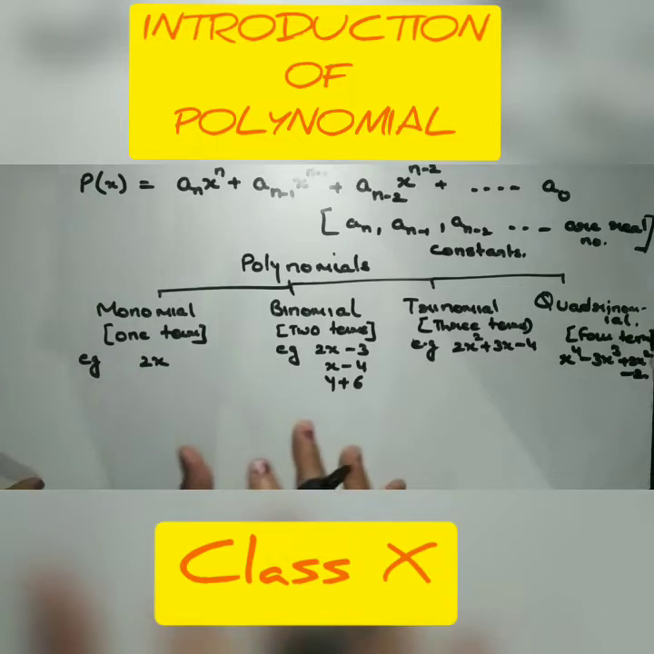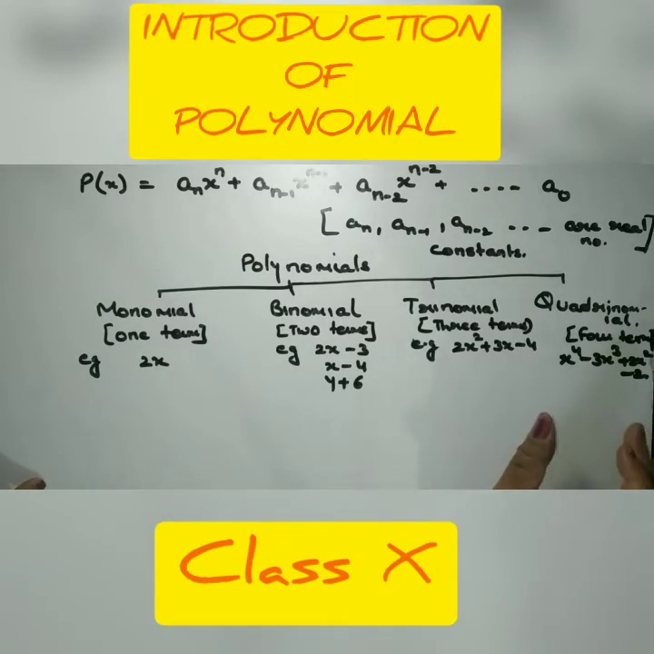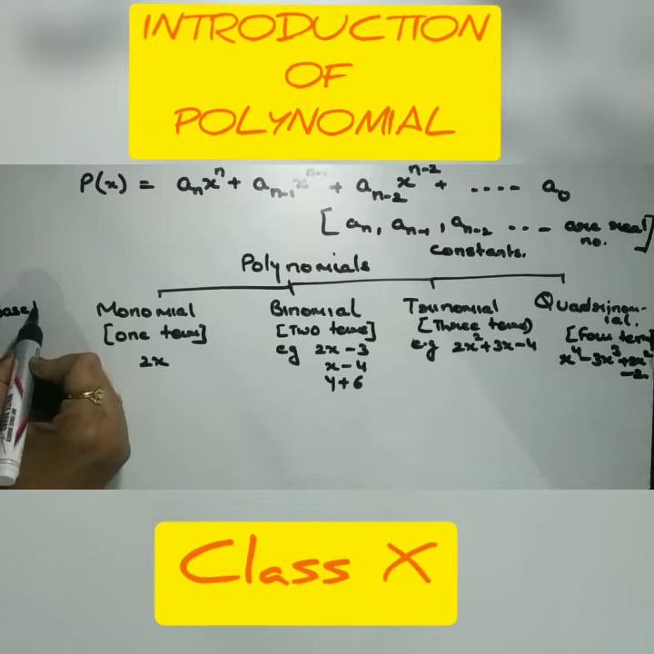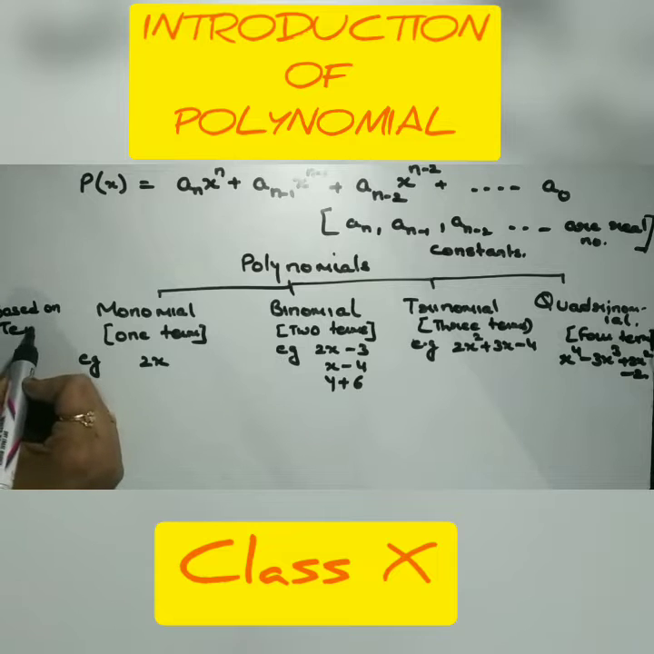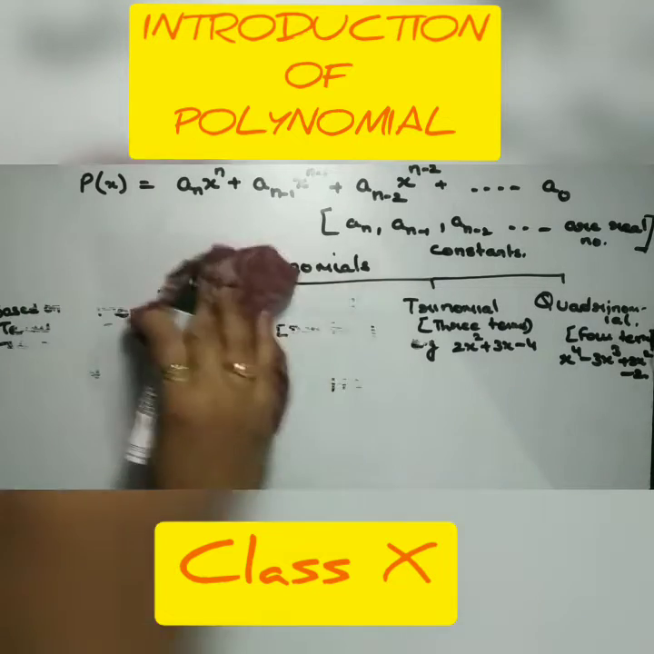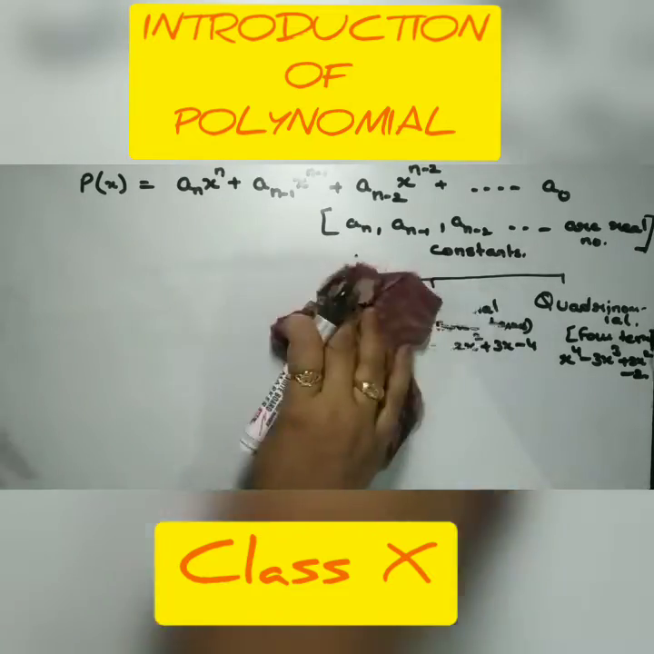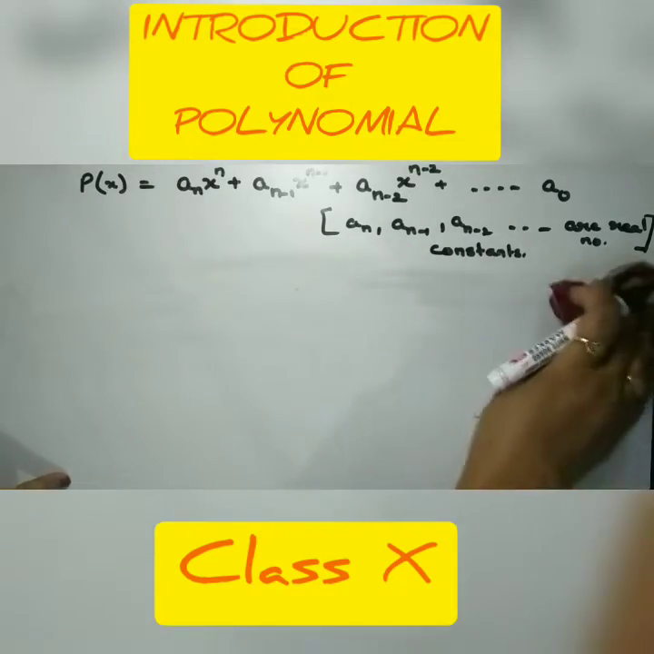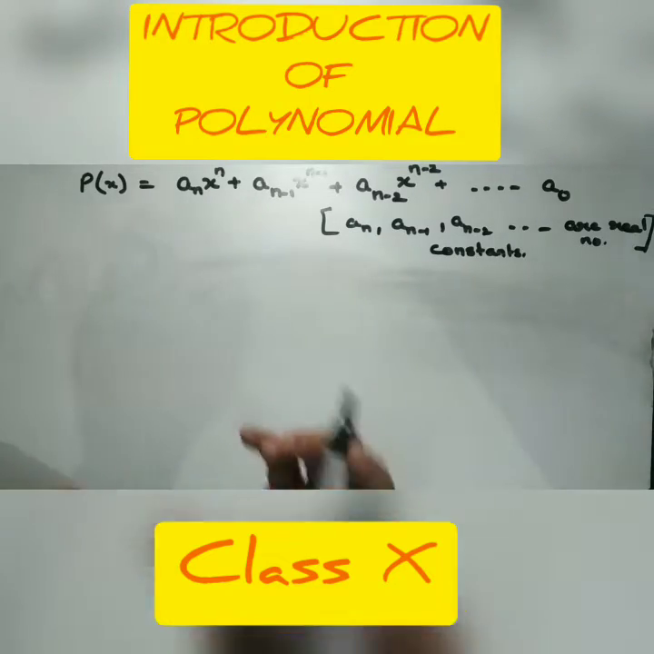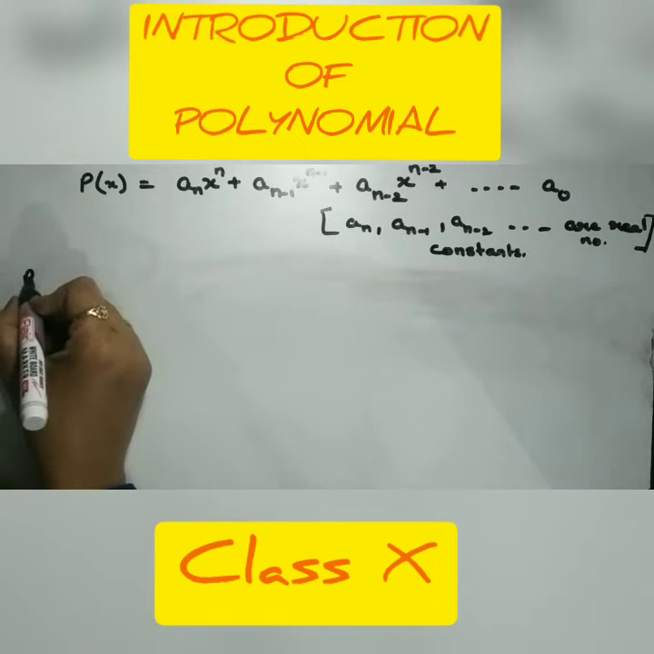Now, this monomial, binomial, trinomial, quadrinomial, they are the types of polynomials. I can say they are based on terms, which you people have already learnt in your earlier classes. Now, there are some polynomials which are based on the degrees. What do you mean by the term degree? Degree is the highest power.